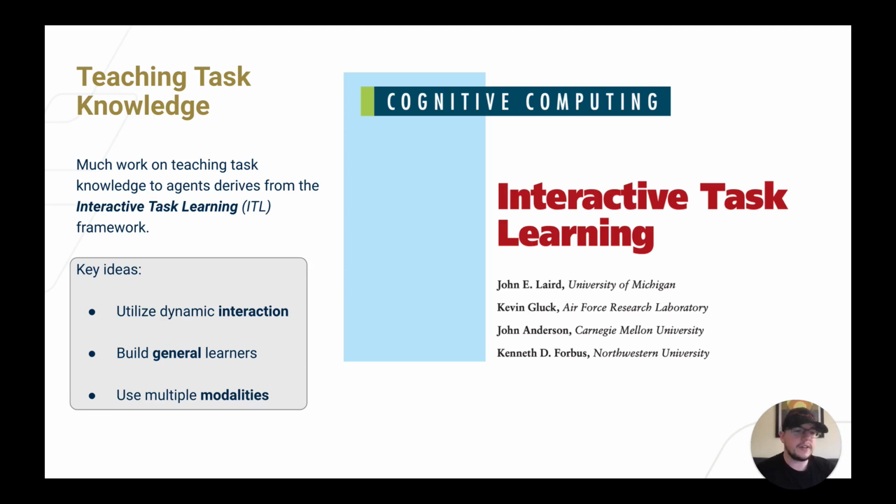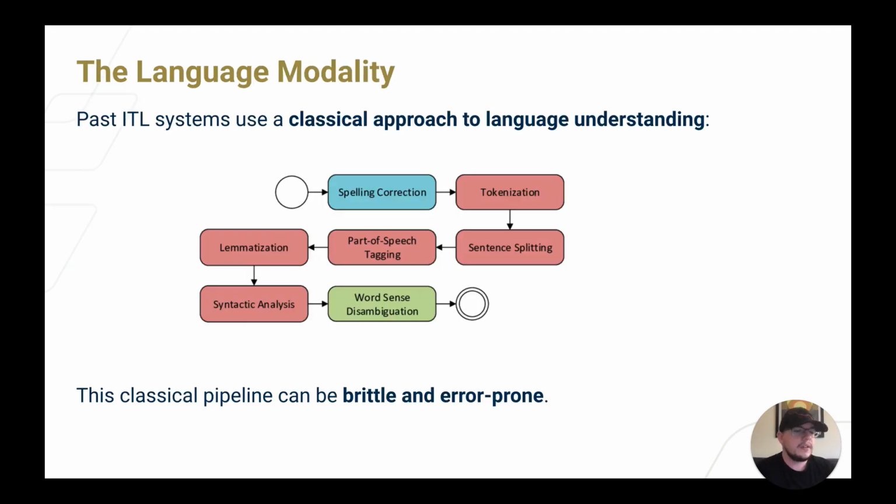With VAL, we focused on the language modality because of, again, the rapid progress of language understanding techniques in the last couple of years. Past ITL systems used a classical approach to language understanding that probably a lot of people are familiar with: a progression from syntactic to semantic analysis using a chain of discrete components, which can be error-prone and brittle. Lots of things can fail to parse in these kinds of NLP pipelines, and so there's always been a strong focus on more fluid language understanding techniques.